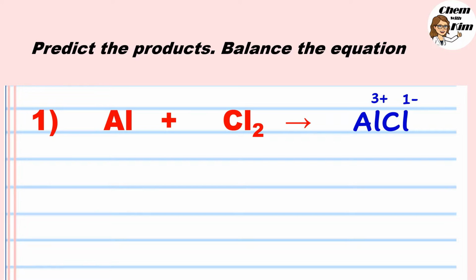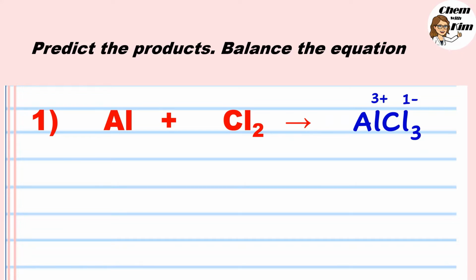crisscross. That means we're going to take the charges on the ions and crisscross them to turn them into subscripts of their neighbors without the positive or negative sign. So the +3 on the aluminum becomes a 3 subscript for the chlorine, and the -1 charge becomes a 1 subscript, which we don't need to write.